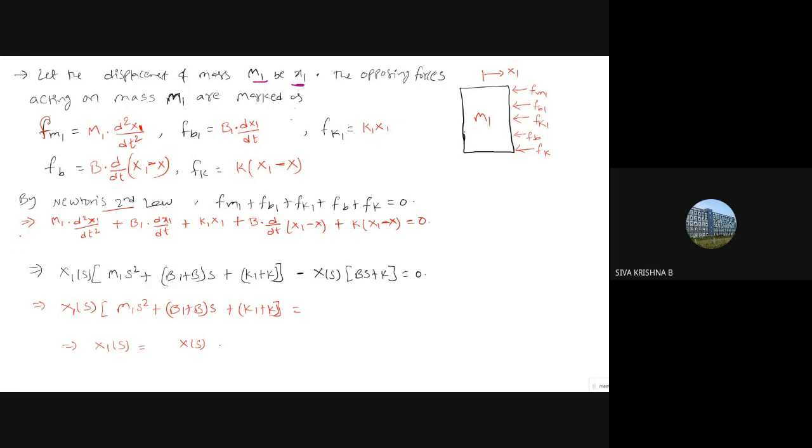So now apply Laplace transform. If you apply Laplace transform to this, what will you get? What is the single derivative? Please write this: d by dt means s, d square by dt square means s square, and so on. Similarly, here m1 into s square, s square into the displacement x1, so it is x1 of s.